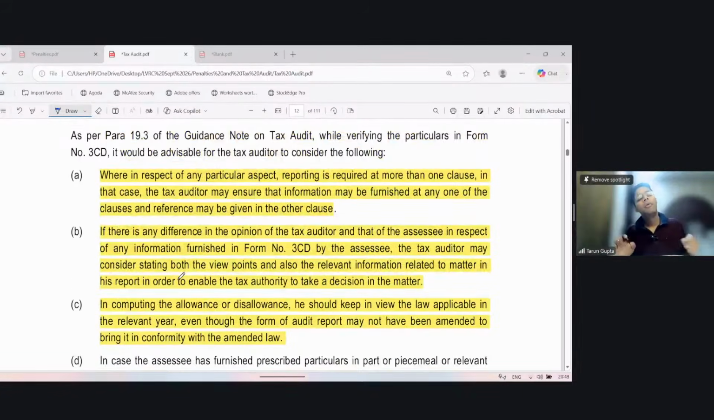Okay. Now, while filing Form 3CD, if there is any duplicacy in the points, in the information sought, then you can submit information in one point, and whenever the next point comes asking for the same information, you can refer to your earlier response. Okay. Where there is a difference of opinion between the tax auditor and the assessee in respect of any point, then the tax auditor should state both the points of view, his and the assessee's also, and the tax officer shall take the opinion. Okay. Even if the tax audit form is not updated, still he will follow the law as applicable.